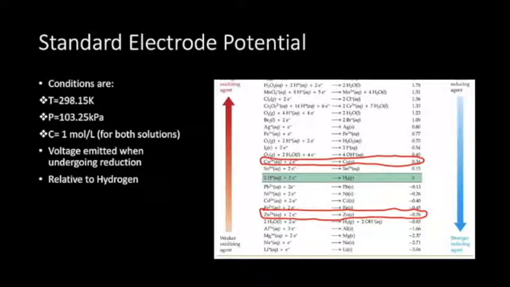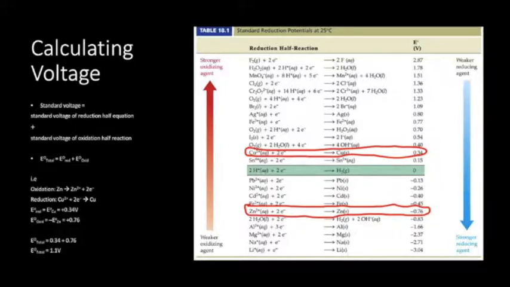As you can see from the table, when the standard potential is positive, an element is more likely to be reduced rather than being oxidized. Calculating voltage. Calculating voltage for a standard electrode is quite simple. All it is, is the sum of the standard voltage of the reduction half equation plus the standard voltage of the oxidation half equation. For example, if you do 2 half equations of zinc and copper, copper is reducing and has a standard reduction potential of plus 0.34. Zinc is oxidizing and has a standard reduction potential of negative 0.76. But since it is oxidizing rather than reducing, that 0.76 becomes positive 0.76.